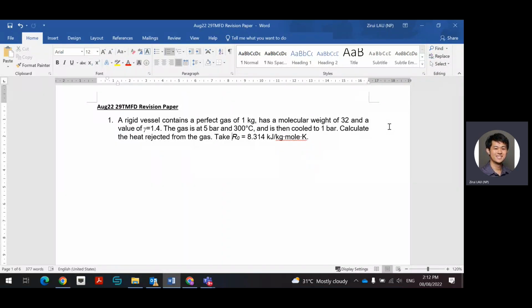A rigid vessel contains a perfect gas of 1 kg, has a molecular weight of 32 and a gamma value of 1.4. The gas is at 5 bar and 300 degrees Celsius. It is then cooled to 1 bar. Calculate the heat rejected from the gas.